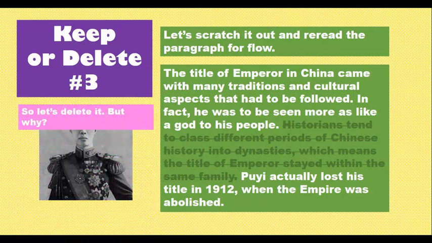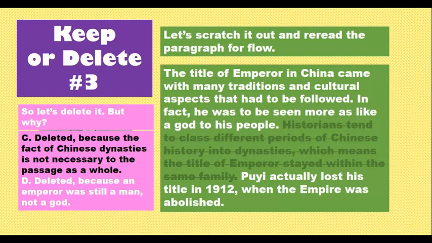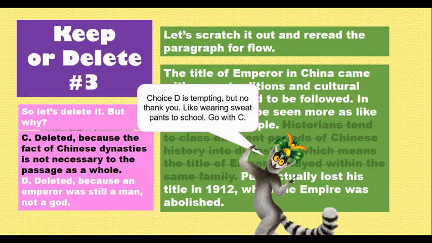Let's delete it. But before we delete it, let's talk about why. Once again, the reason is that it's not really contributing anything to the passage at all. So the two choices we have are: deleted because the fact is not necessary to the passage as a whole, or deleted because an emperor was still a man, not a god. Well, yeah, true, D is right, but it's not really the reason why I'm cutting it. D is tempting, but it's not the real reason why I'm cutting it out as a writing piece. It's simply that it doesn't fit. So make sure you choose C, not D. D is very tempting, but it is not the answer.